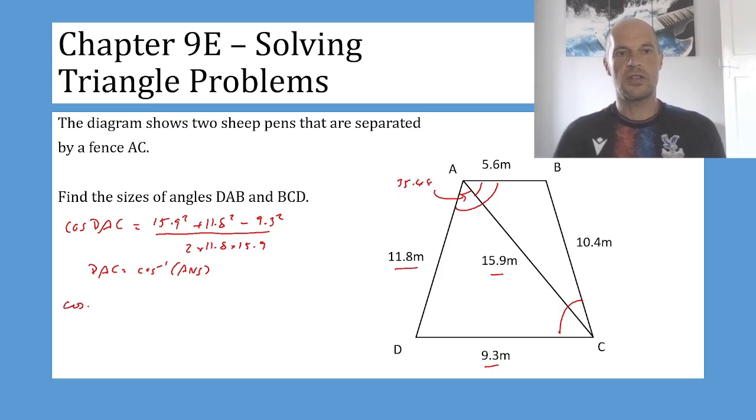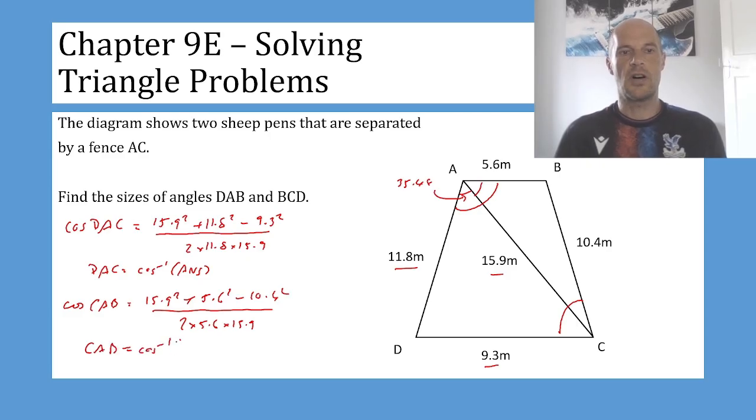I can do exactly the same thing for the triangle ABC. So the cos of angle CAB is going to be 15.9 squared plus 5.6 squared take away 10.4 squared all over 2 times 5.6 times 15.9. So therefore CAB is going to be the inverse cos of all that stuff, and I'm getting 8.74 degrees.